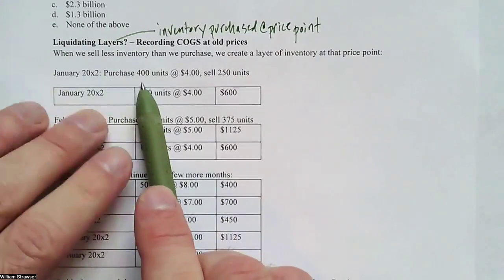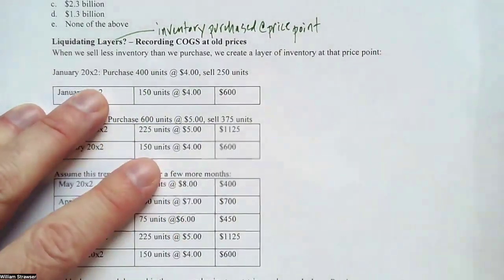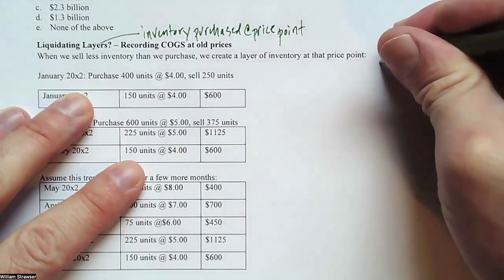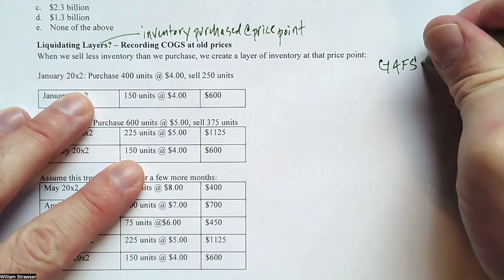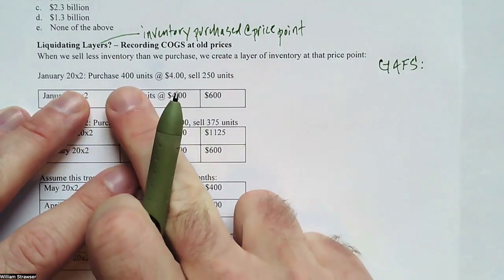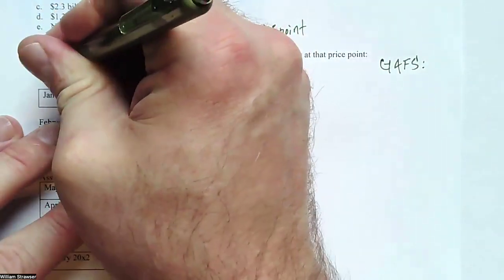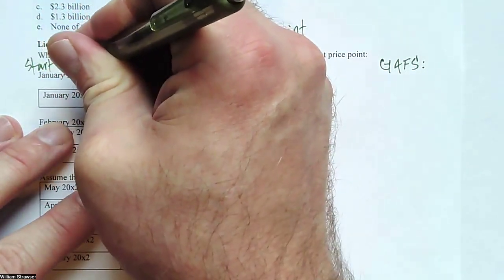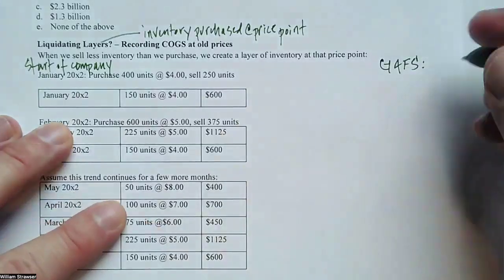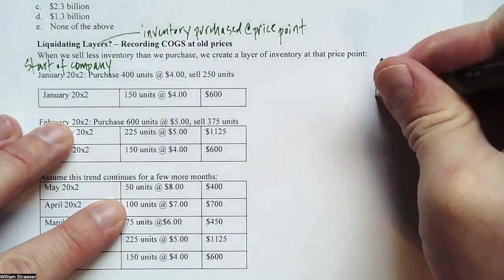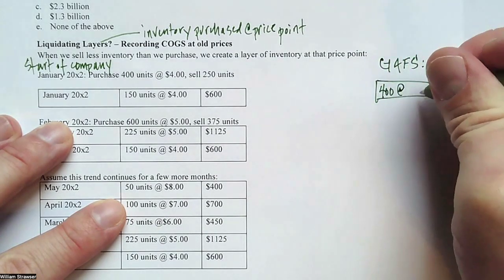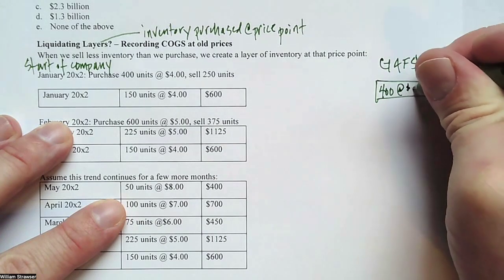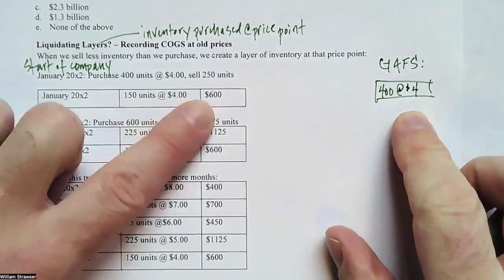On January 20th, we purchased 400 units at $4. So over on the side, I'm going to represent first the purchase, or basically what our GAFS would be given the purchase. And, assuming that January 20x2 is the start of the company, we have no former inventory, then they make this purchase, and all of this inventory that they purchase, which is 400 units, is their goods available for sale.